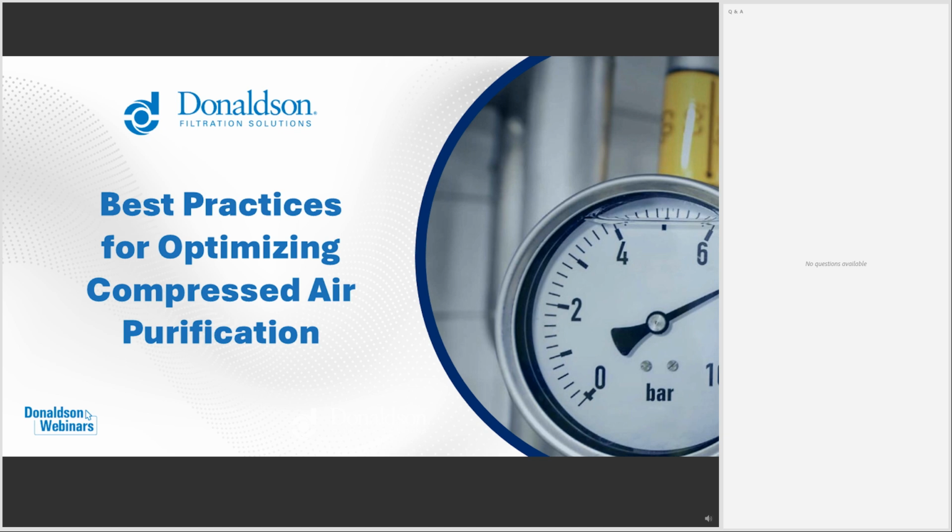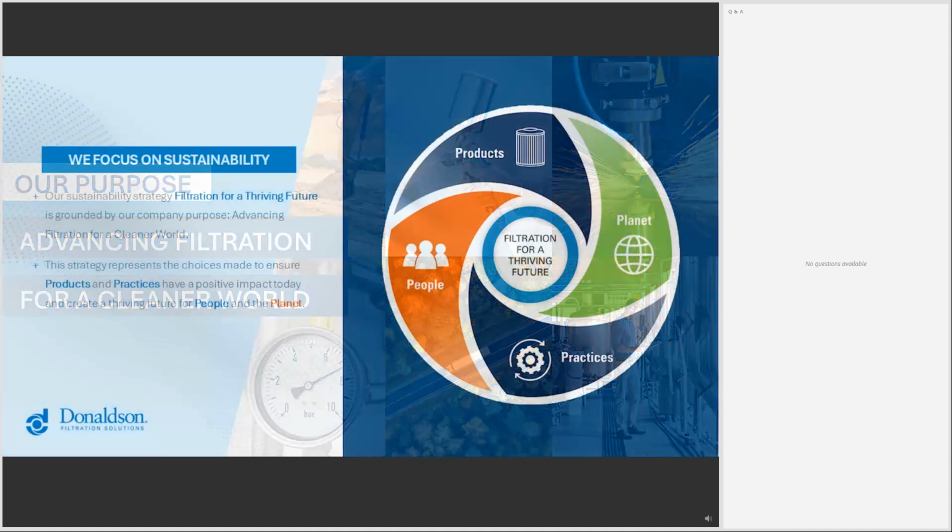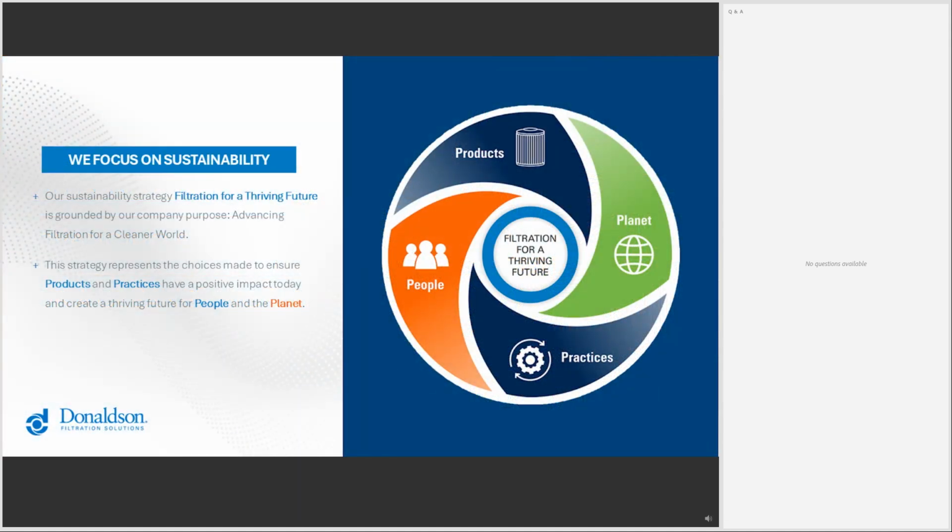So, let's get started. Before I hand it over to Wolfgang, I would like to go over who we are and what our purpose is. At Donaldson, our sustainability strategy, Filtration for a Thriving Future, focuses on creating a positive impact through our products, practice, and people. It's how we support a cleaner world today while building a better future for the planet and future generations.